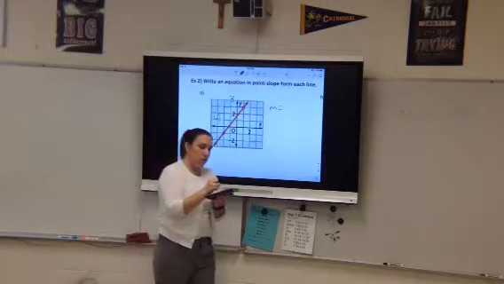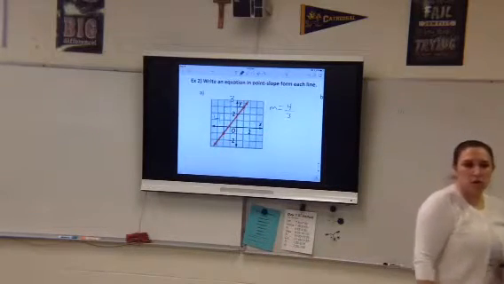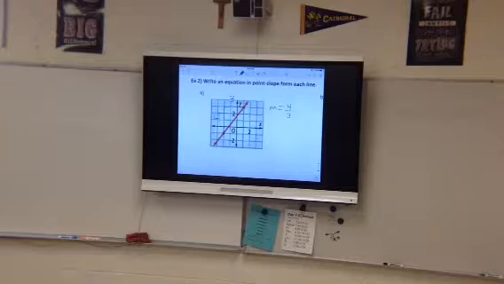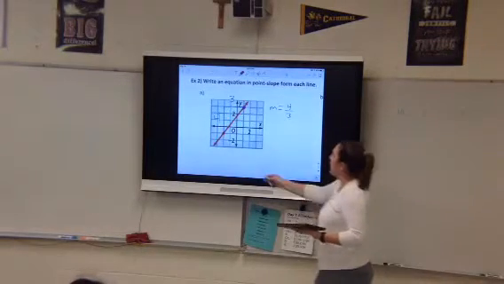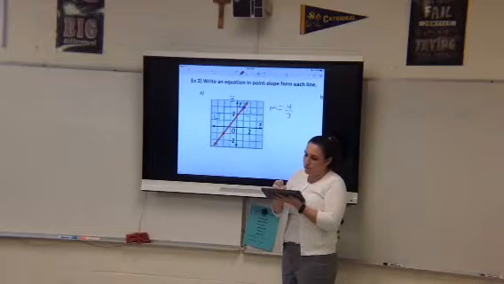Good. So we need a point and we need a slope. We have the slope. Now, a coordinate point. Does it matter which one of the points you pick? No. So you're going to pick the top point or the bottom point? Top is what I heard first, so that's what we're going with. What is that coordinate point? 1, 3. Good, so the coordinate point is 1, 3.